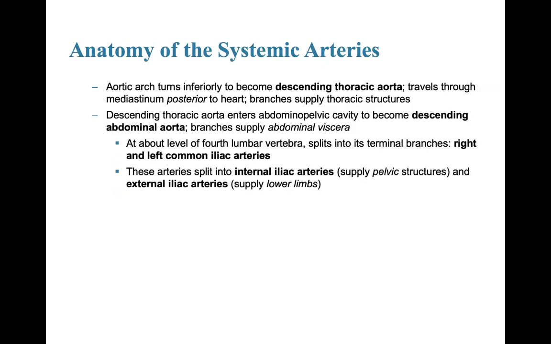The aortic arch will then turn inferiorly to become the descending thoracic aorta. This travels through the mediastinum posterior to the heart and branches to supply the thoracic structures. The descending thoracic aorta enters into the abdominopelvic cavity to become the descending abdominal aorta. At about the level of the fourth lumbar vertebra, this will split into terminal branches called the right and left common iliac arteries. These arteries split into internal iliac arteries, which will supply the pelvic structures, and external iliac arteries, which will supply the lower limbs.